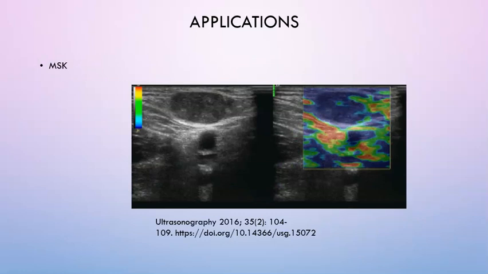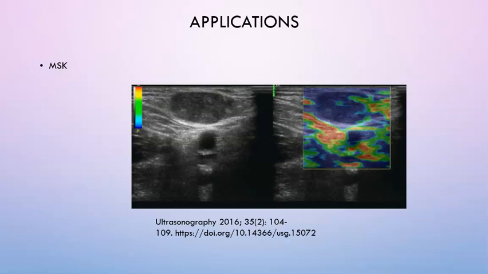Other applications, this is MSK looking at what is possibly a lipoma just underneath the skin, and so when we put elastography on it, we see that it's actually very hard. Now it has nice rounded edges, so we would think that it looks benign because of the round edges, but under elastography this is a very hard nodule and therefore at high risk of being a malignancy.